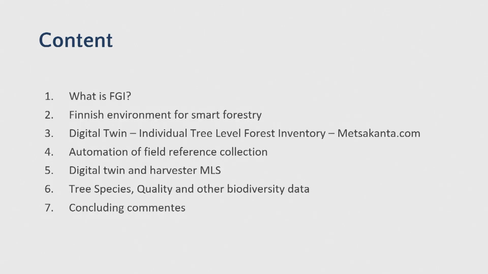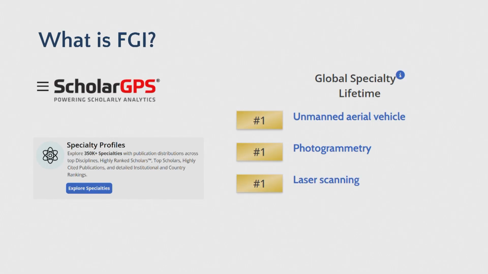This is the content of my presentation. First, what is FGI actually? What is the Finnish environment for smart forestry? Then I have 4 cases I need to select. I started from digital twins, and I talk about certain biodiversity. And then some concluding comments.